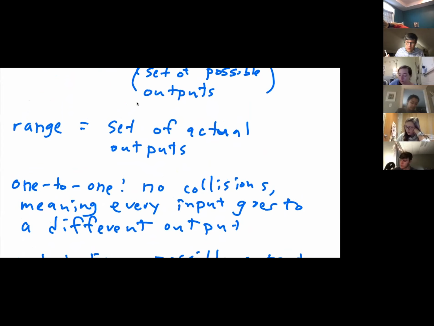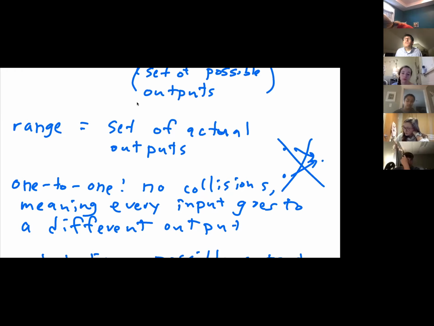So one-to-one is probably something you're familiar with. I think of one-to-one as being no collisions, meaning every input goes to a different output. I don't ever have any collisions, right? I don't ever have a situation in which I've got an input over here and an input over there, and they both map to the same output, right? So that never happens. I don't ever have two different inputs mapping to the same output.